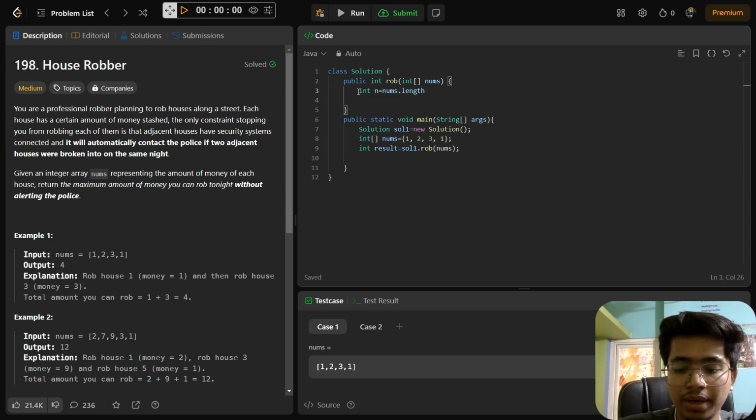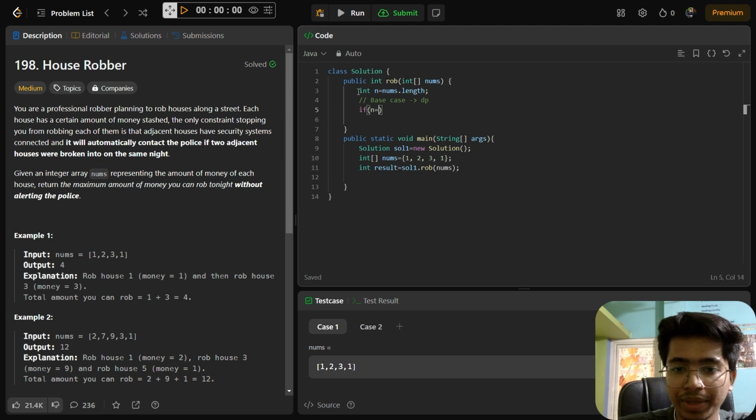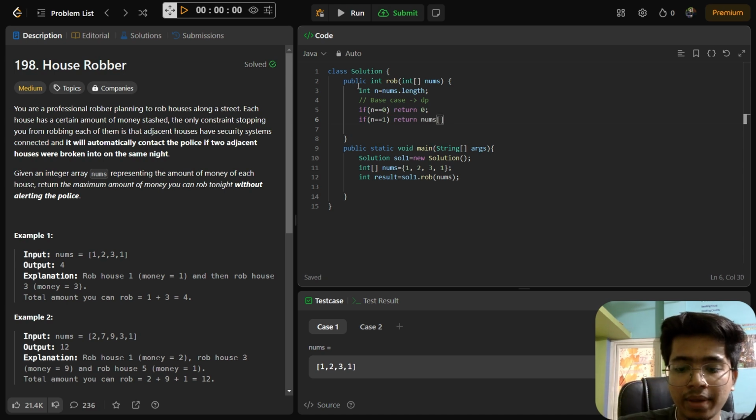Nums.length. Second, we always need to consider the base cases. Base cases mean the returning or terminating cases where the program stops in dp. So first, we'll check the length. If the length is 0, that means there is no house. In that case, we'll just return 0. Second, we'll check if n equals 1. If n equals 1, that means there is only one house, so we'll return the cost of that house. Return nums of 0, because the first house is represented by the 0th index. So these are base cases.